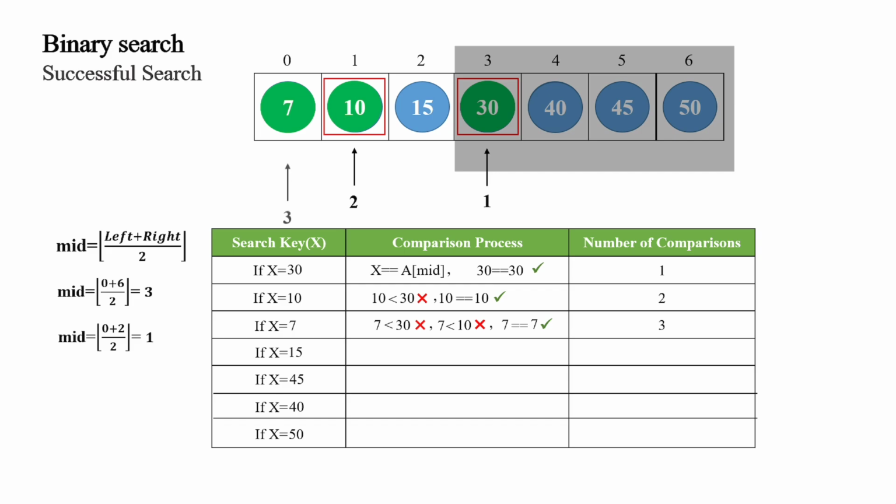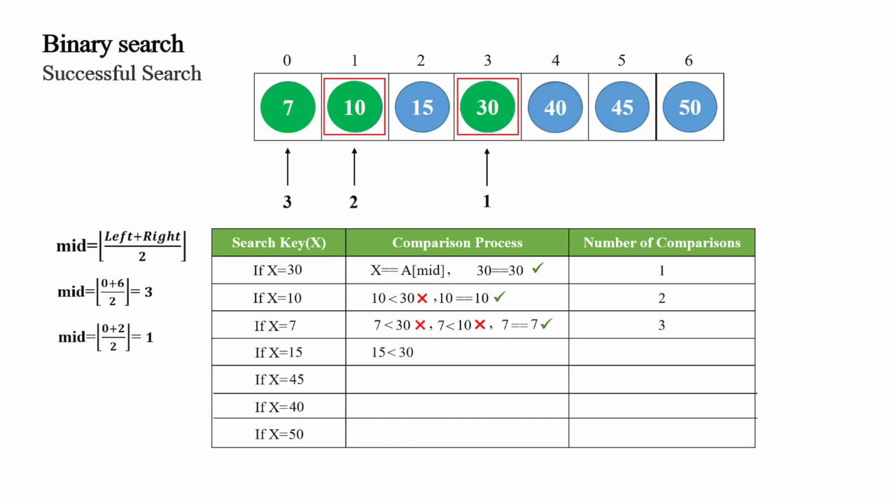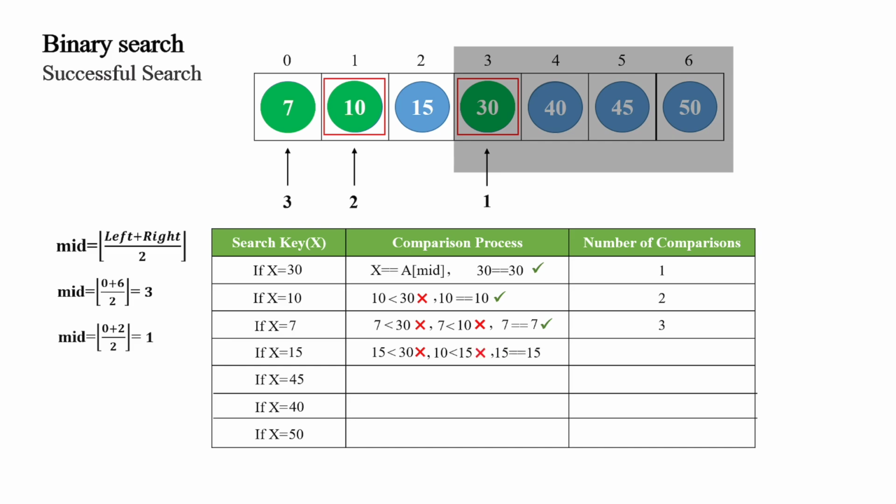Now let's try x equals 15. Middle of full array equals index 3, element equals 30. 15 is smaller than 30, so we go to the first half array, 0 to 2. Middle: 0 plus 2 divided by 2 is 1, element equals 10. 15 is greater than 10. So we move to the right side, and now only one element is left to check. That element is 15. Compare with x equals 15. Equal. Found it in 3 comparisons.